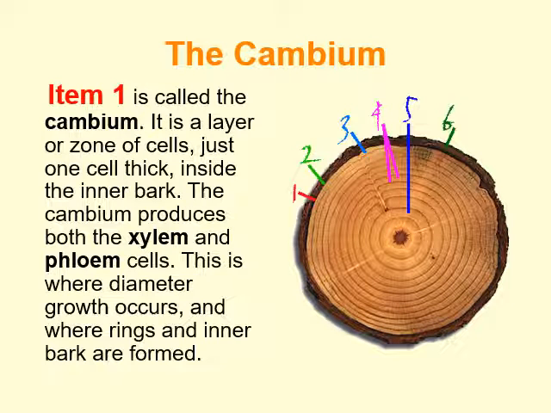So parts of a tree in cross-section, we're going to start with layer 1 over here, and that's the cambium. It's a layer of cells that's just one cell thick, and it's just inside the inner bark, and this is where new growth happens. So the cambium produces both xylem and phloem cells, which we'll get to, and this is where the tree grows outward from.